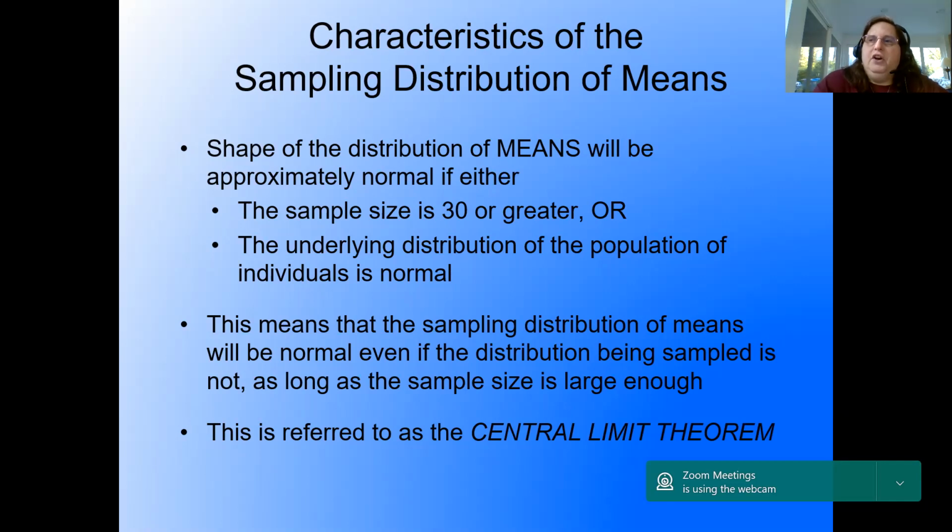However, in the case of the dragon wings, that was not normal, that was bimodal. Then we need our sample size to be at least 30 per group in order to get that normal sampling distribution of means. So this means, again, that the sampling distribution of means will be normal even if the distribution being sampled is not normal, as long as the sample size is large enough. And this is referred to as the central limit theorem.